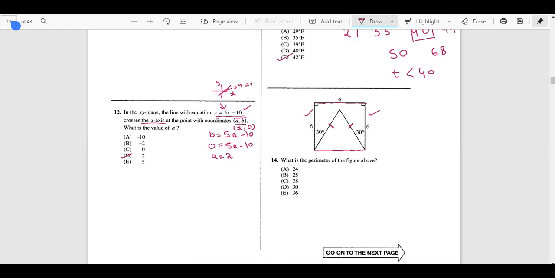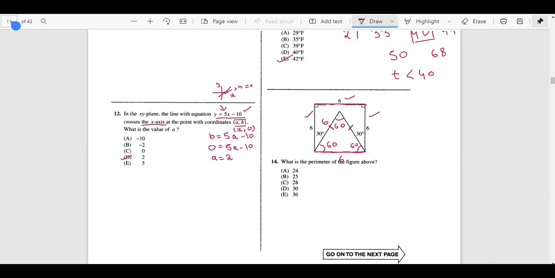So if this angle is 30, this would be 60. If this angle is 30, this would also be 60, right? And then this would also be 60. If this side is 6, this side would also be 6. Now using the angle side relationship, every angle is the same. This is an equilateral triangle. If this side is 6, this side would also be 6 and this side would also be 6, right?